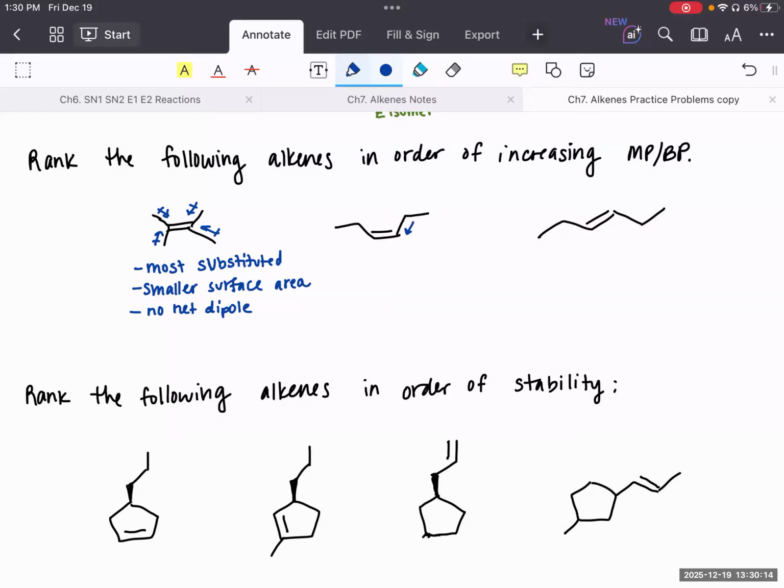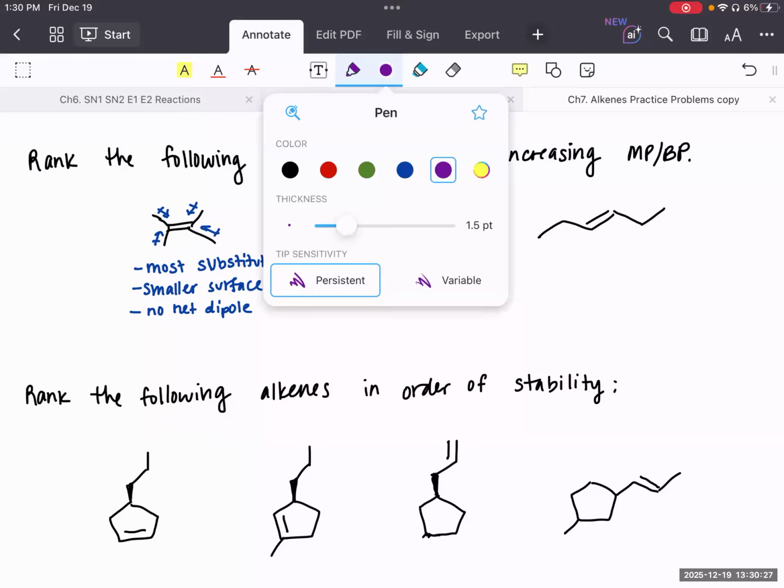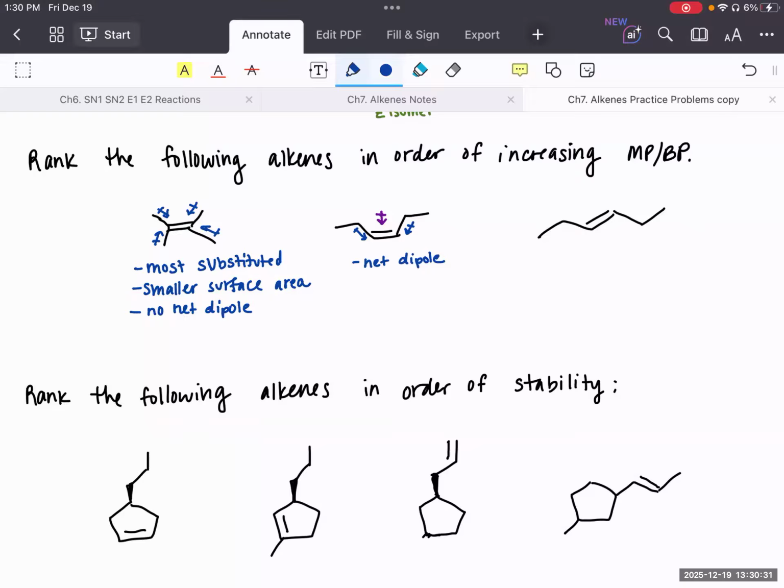However, for this middle one, we can see that we have actually a small dipole going inwards. And so we end up with an overall dipole going down that I just drew out in purple. And so we do have a net dipole here. And then we also have a less substituted alkene.